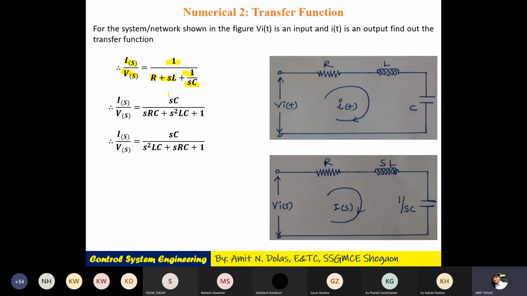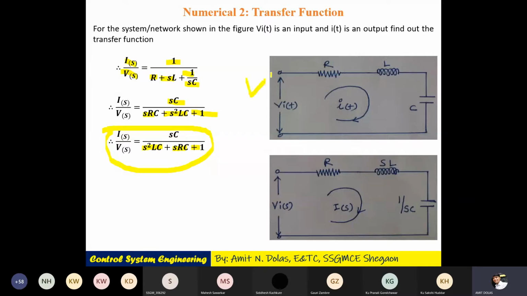Multiplying the numerator and denominator by SC, it will be SC upon SRC plus S square LC plus 1. Generally we write the higher order first, so S square LC plus SRC plus 1 in the denominator, SC in the numerator. So this is the complete transfer function of the given system.